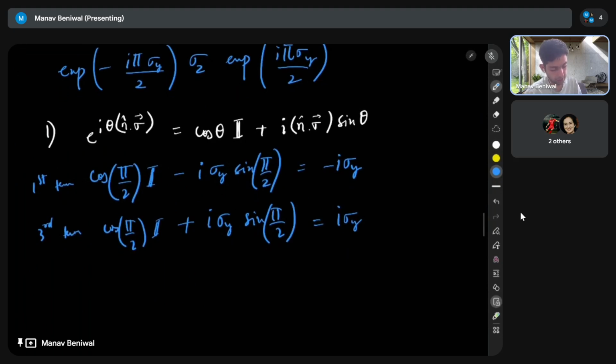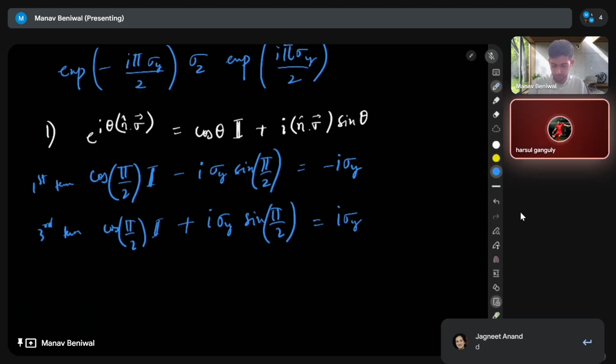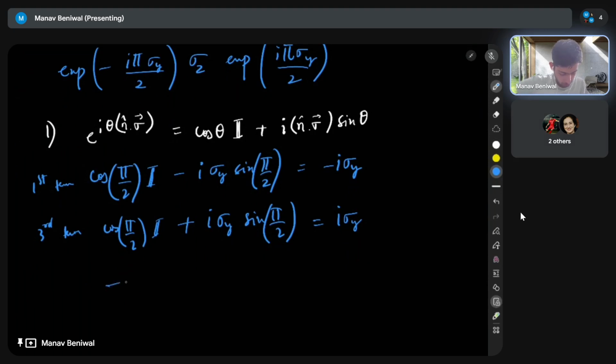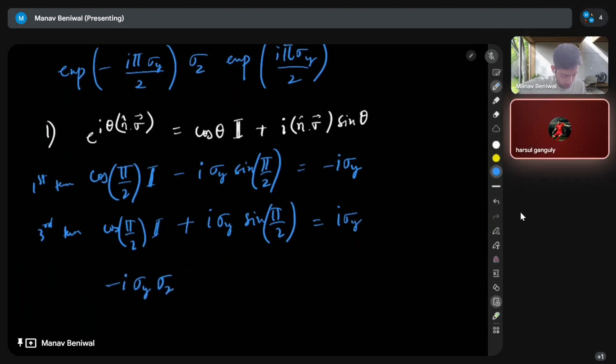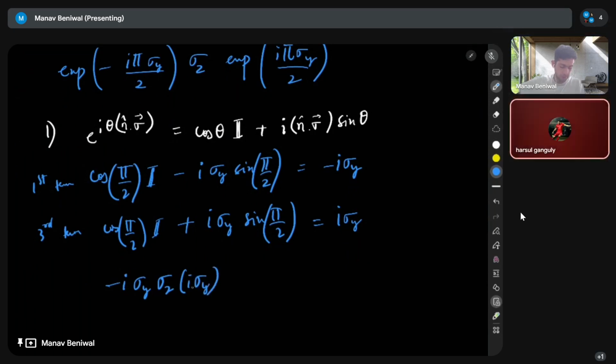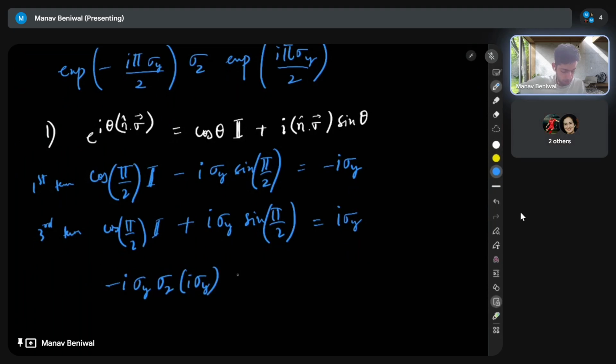Now multiplying all three terms, so we have minus iota sigma y, sigma z, and then multiplied by iota sigma y. So this iota square is minus 1, minus minus gives us plus, so this is just sigma y, sigma z, and again sigma y.